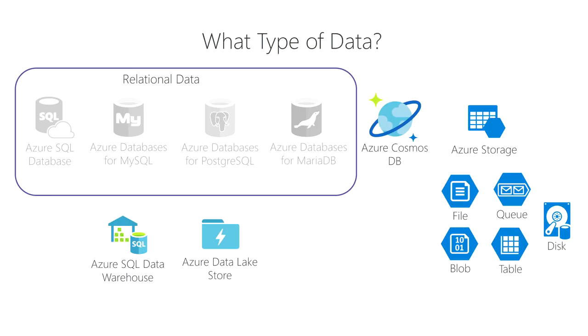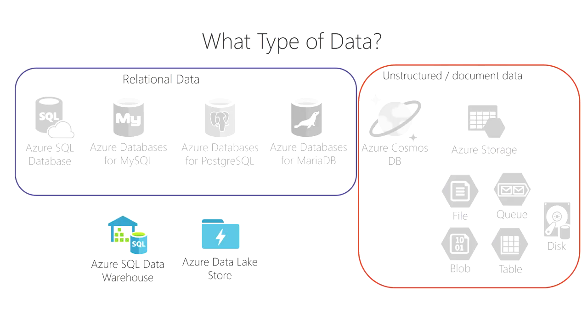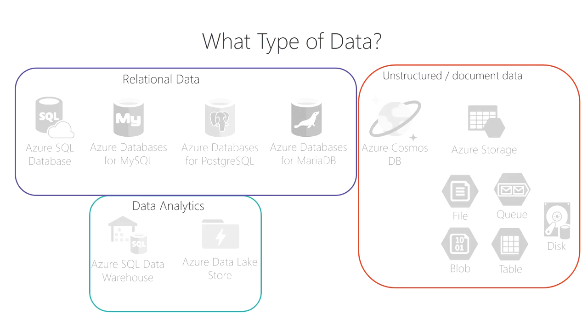And then the second one is what type of data. So again, these services are relational data. In these services, I can store unstructured or document data and all the other subtypes of that. And in these services, Azure SQL Data Warehouse and Data Lake Store, I can do data analytics. So I can store big chunks of data and use things like Power BI or Hadoop clusters to actually crunch that data.